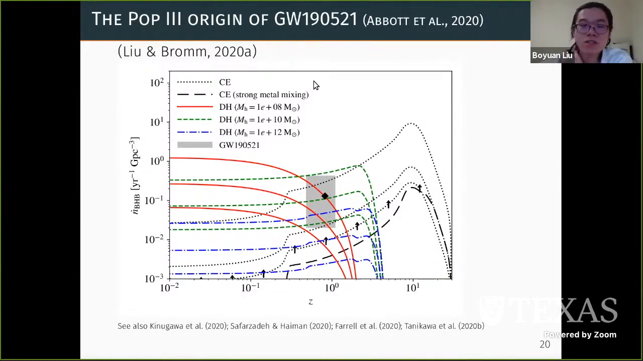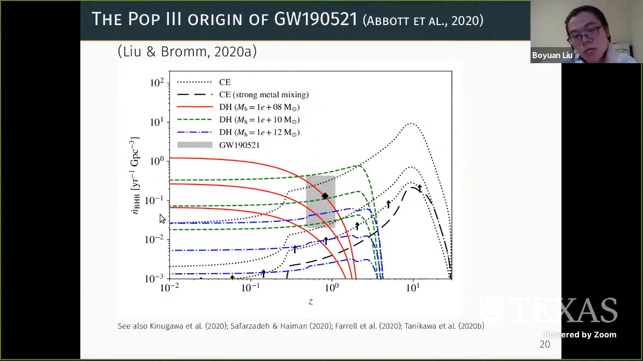This event is GW190521. This event is really interesting because it has two black holes in the classical mass gap of pair-instability supernovae. So it is really difficult to explain this event with classical binary evolution models for POP1 and POP2 stars. But POP3 stars are interesting, promising progenitors for such black holes.